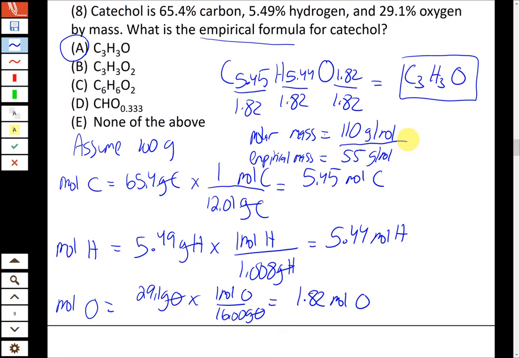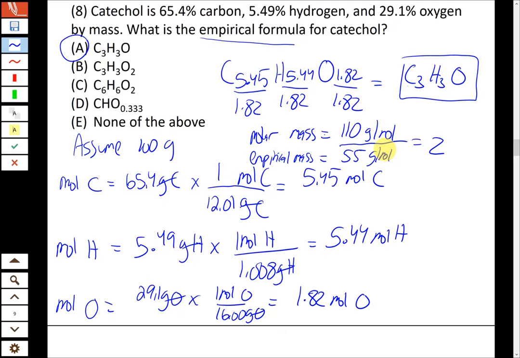Then when we divide those, 110 divided by 55, molar mass divided by empirical mass, we get 2. And so what that means is that our molecular formula would be 2 times the empirical formula, or C6H6O2, which would be one of the answer choices, but not the correct one for empirical formula. So catechol, if I'm thinking about the structure correctly, would be C6H6O2. Yes, if you don't have the molar mass, you cannot figure out what the molecular formula is exactly. In this case you multiply by 2, because when you divide the molar mass by the empirical mass, that's a factor of 2, which means the molecular formula is 2 times the empirical formula.